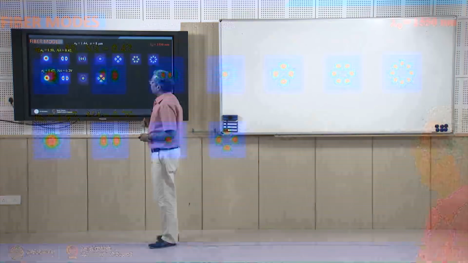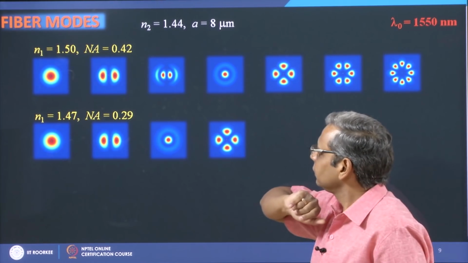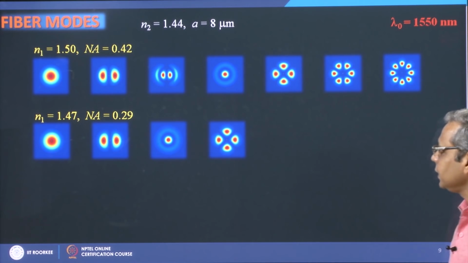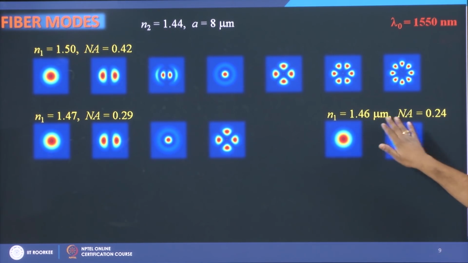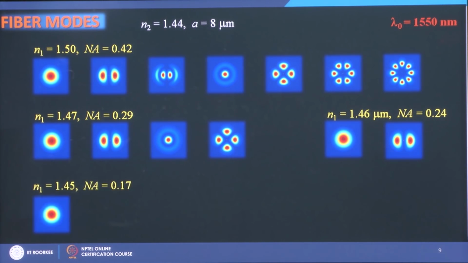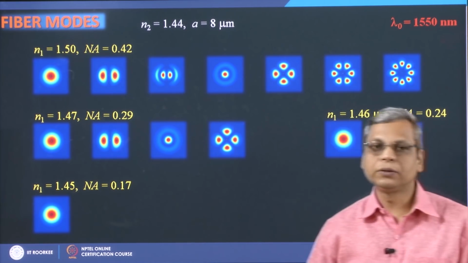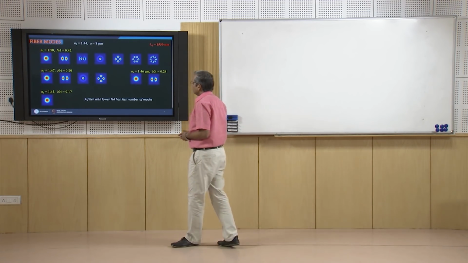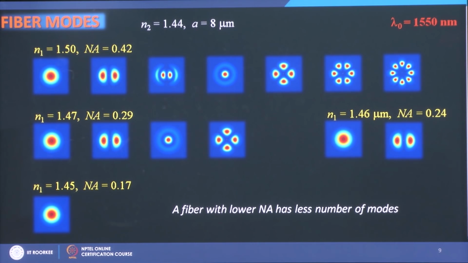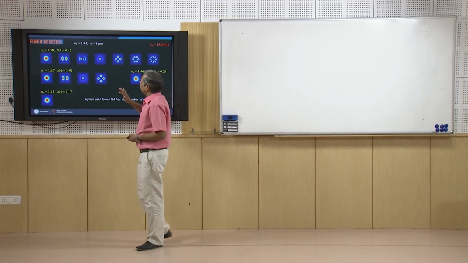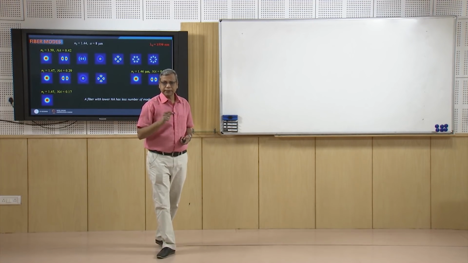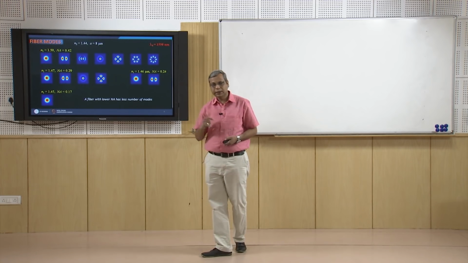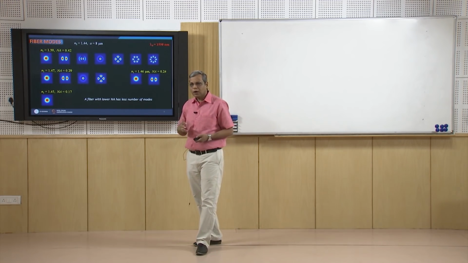If I change N1 from 1.5 to 1.47 and correspondingly I change numerical aperture from 0.42 to 0.29, I decrease the number of modes, and for 0.24 numerical aperture there are only 2, and then if I bring down the numerical aperture to 0.17 there is only one mode. Okay. So I see that a fiber with lower numerical aperture has less number of modes. So I have seen that the number of modes depend upon the core radius and the index contrast between core and cladding refractive indices, or numerical aperture.